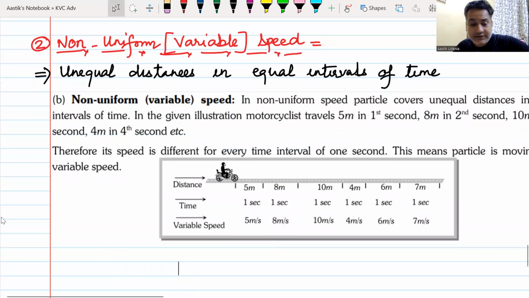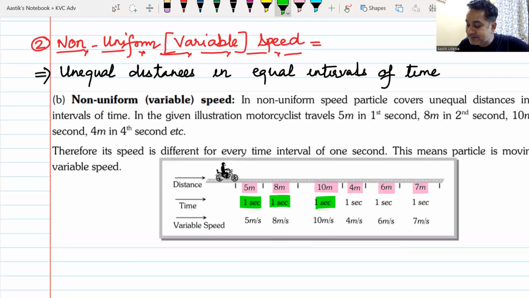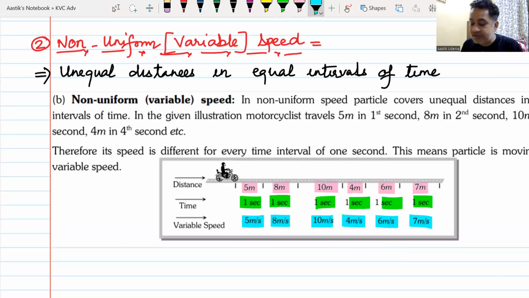But you can see it here that if I go about the distances it is covering in every second, that interval of time is same, 1 second each, but in different time periods of 1 second, it is covering different distances and therefore its speed is continuously changing.